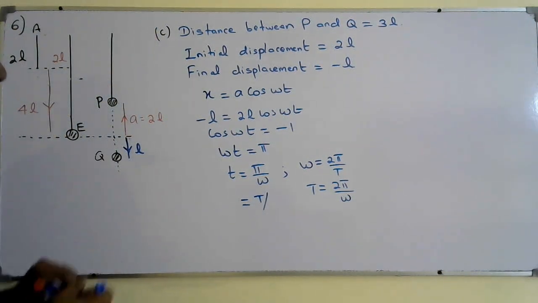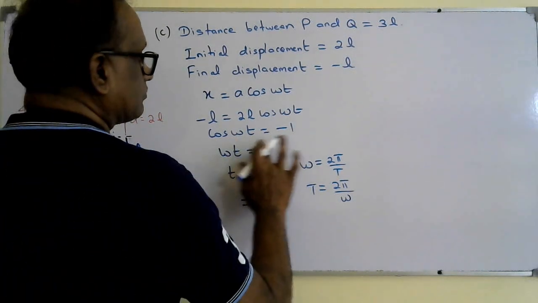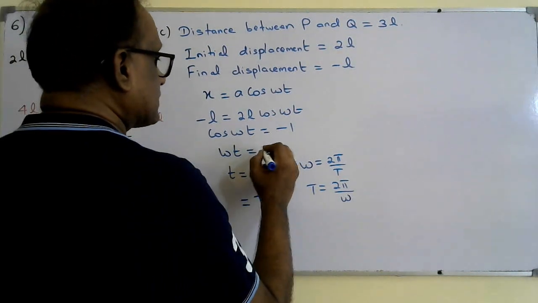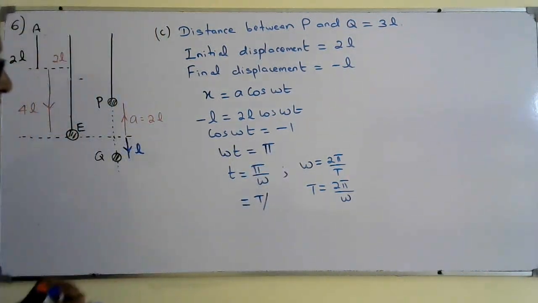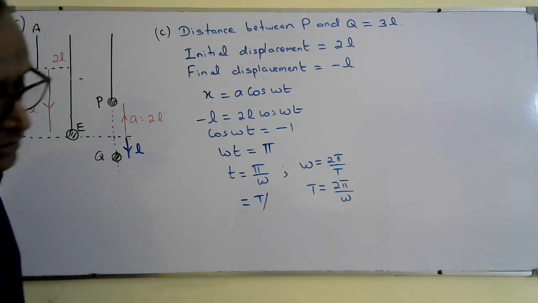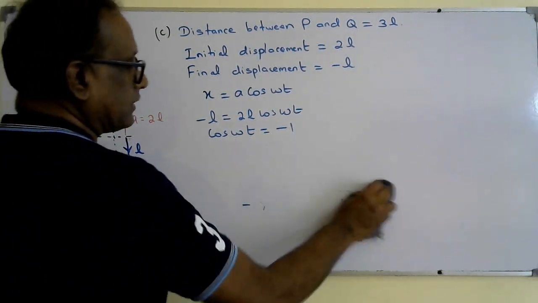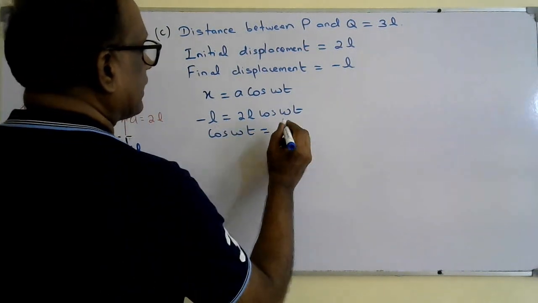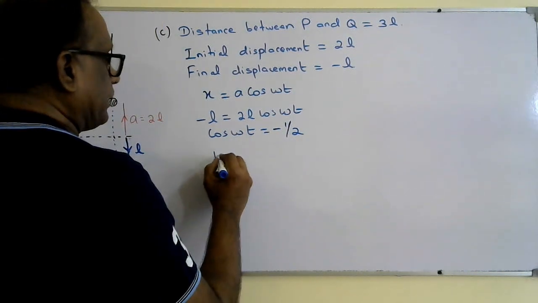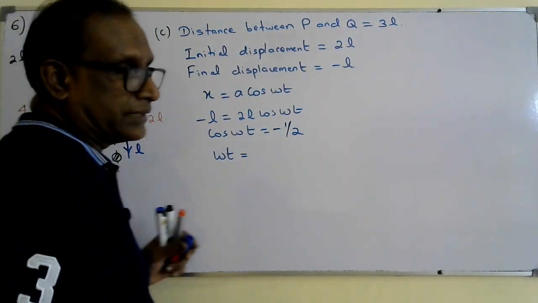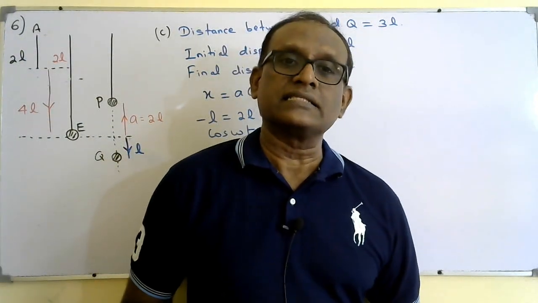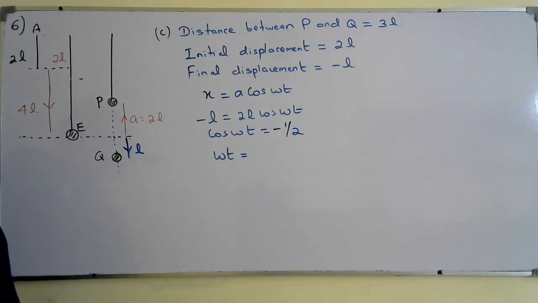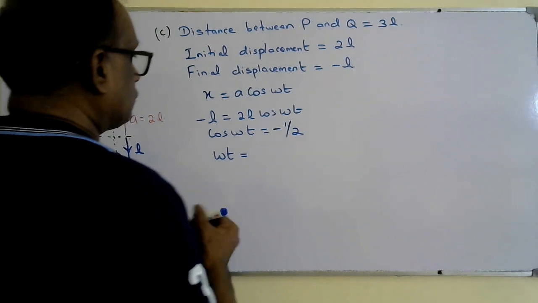One minute, sorry, I made a mistake. Cos omega t is not minus 1. Minus L divided by 2L is minus half. That is minus half. So omega t is cos inverse of minus half. How much is it? Cos of minus half means that is 2 pi by 3.